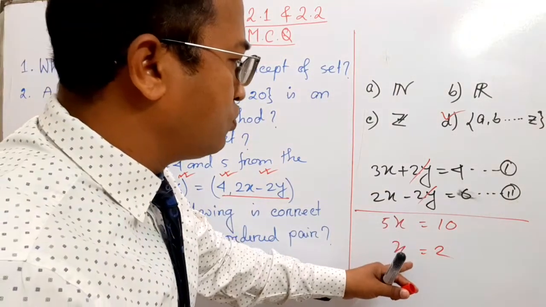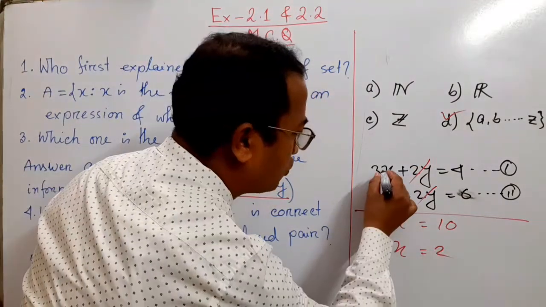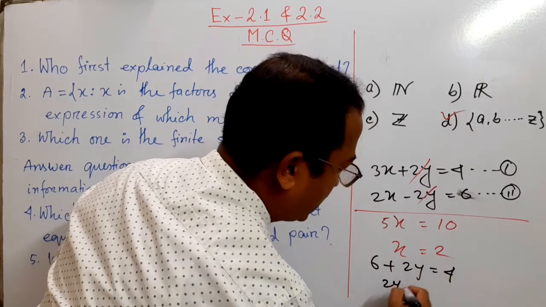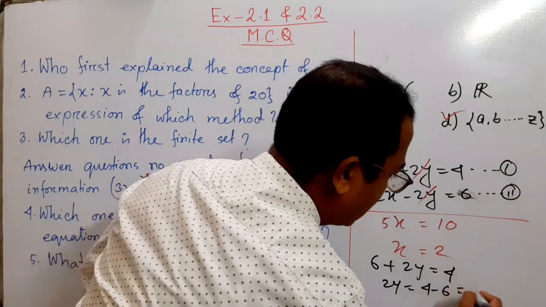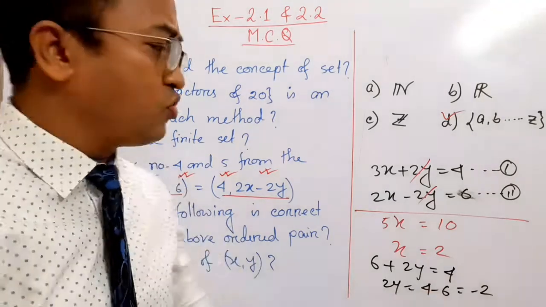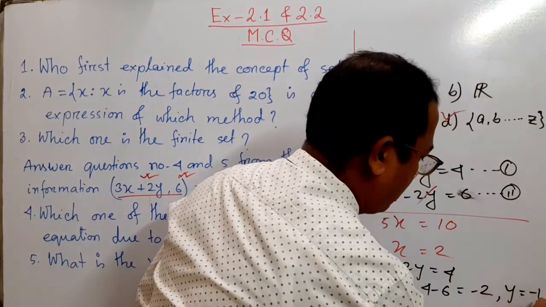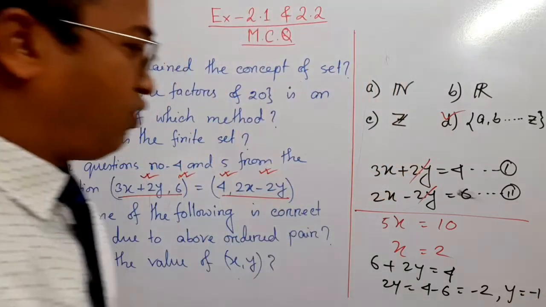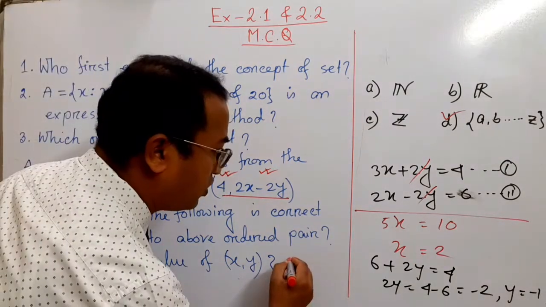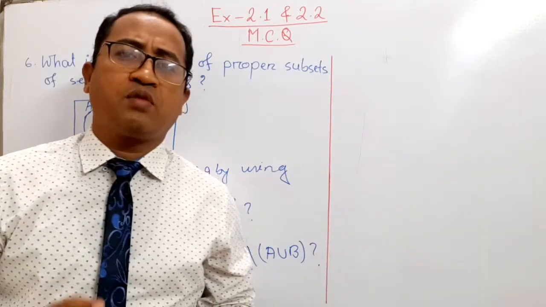We got the value of x equal to 2. Putting this result in equation number 1, we get 3 times 2 is 6, plus 2y equals 4. So 2y will be 4 minus 6, that is minus 2. If 2y equals minus 2, then y equals minus 1. So what is the value of x and y? The value of x and y is 2, minus 1.